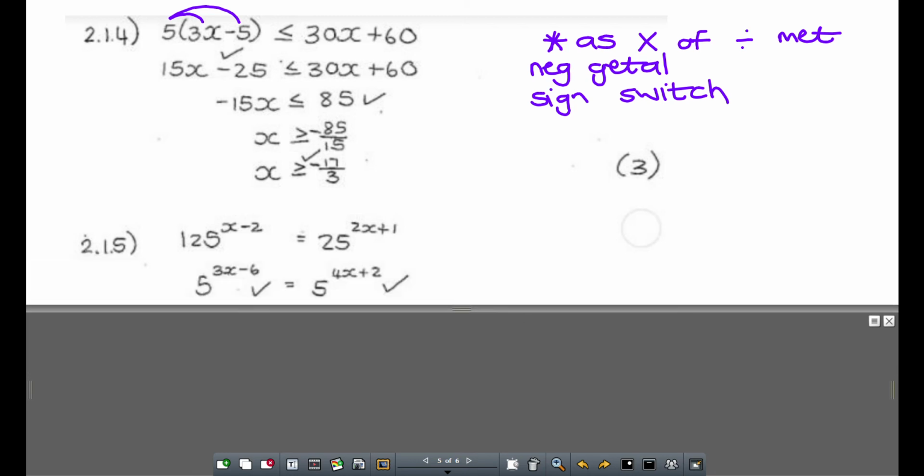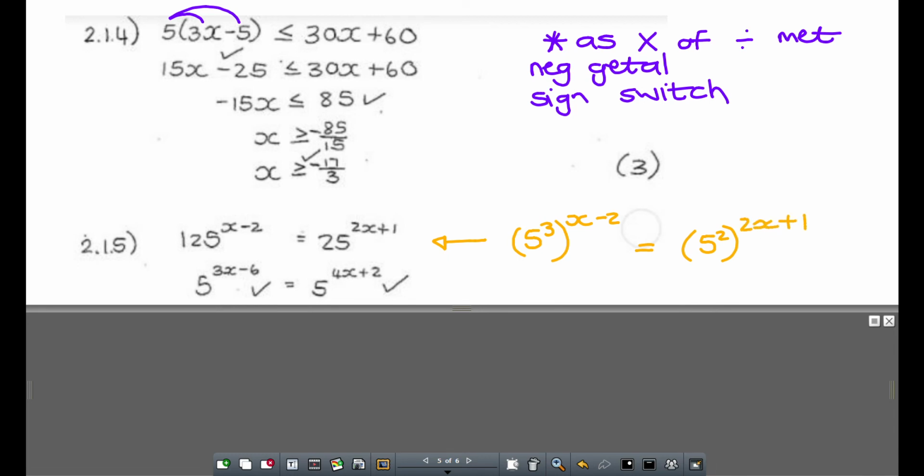Okay, so 125, ek gaan gou hier vir jou ekstra stappie inskryf. 125 is mos dieselfde as 5 tot die mag 3, nee? And that to the power of x minus 2. You guys still fine? Is julle nog reg? En 25 is mos dieselfde as 5 tot die mag 2. En dit tot die mag 2x plus 1.